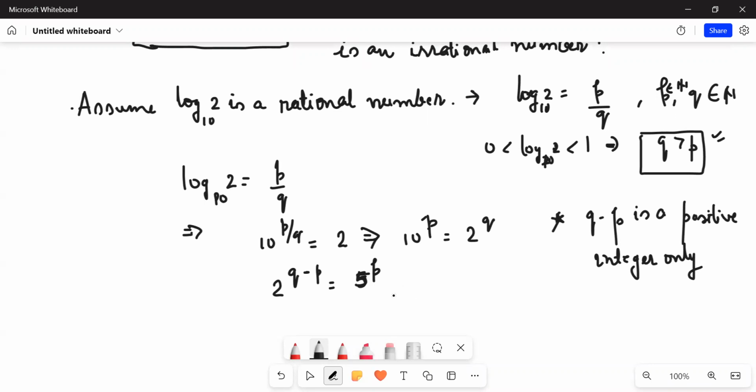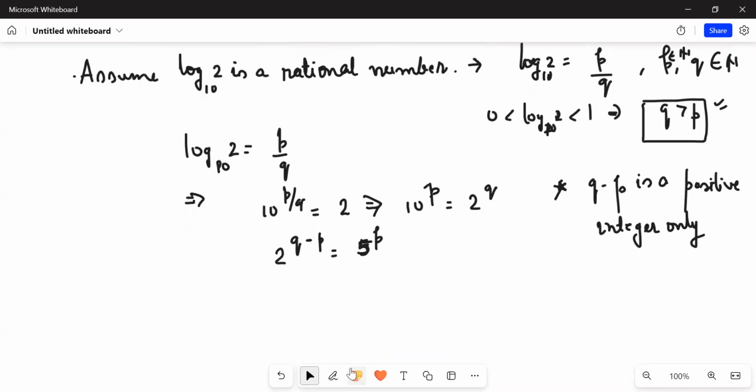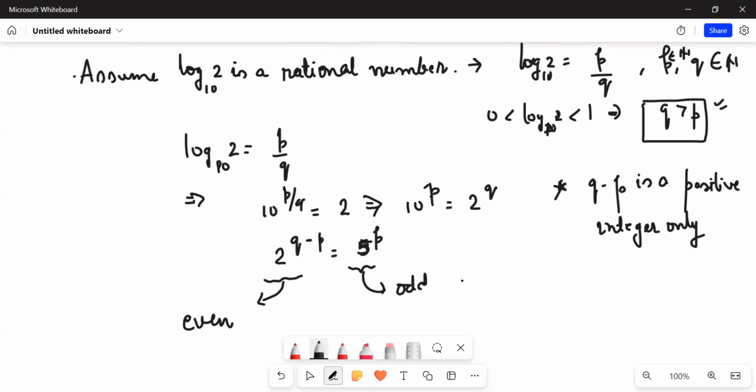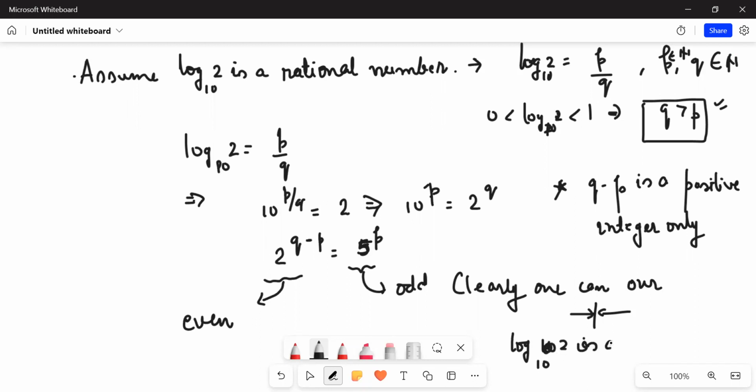If it is a positive integer, see, on the left hand side, if anything raised to power 2, if you take, this will come out as an even number. And this will come out as an odd number. So clearly, one can say that our assertion is contradicted. So therefore, it implies that log 2 to the base 10 is not a rational number, rather it is an irrational number.